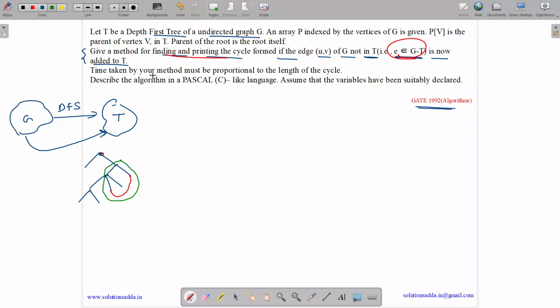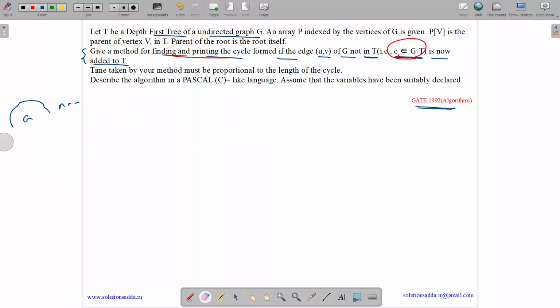Time taken by the method must be proportional to the length of the cycle. Describe an algorithm in Pascal or C-like language. Assume that the variables have been suitably declared. Okay, so we basically need to just give an algo. So see, how can we do this?